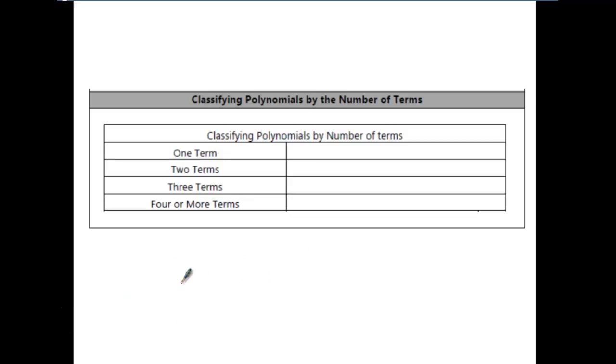If I'm going by number of terms, polynomials with one term are called monomials. Polynomials with two terms are called binomials. With three terms, that's trinomials. And with 4 or more terms, you just call it a polynomial.